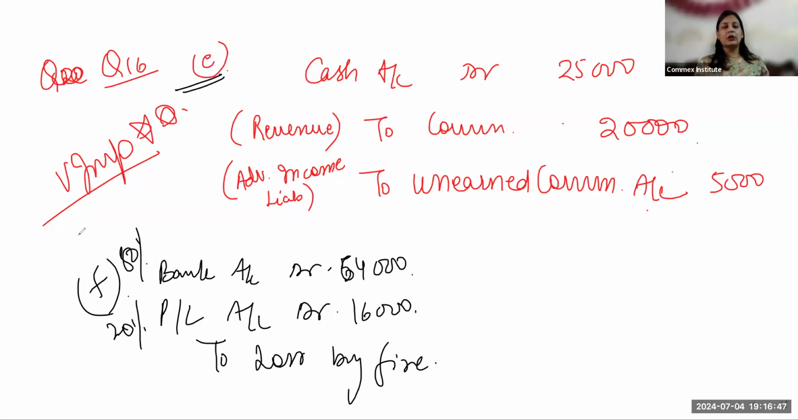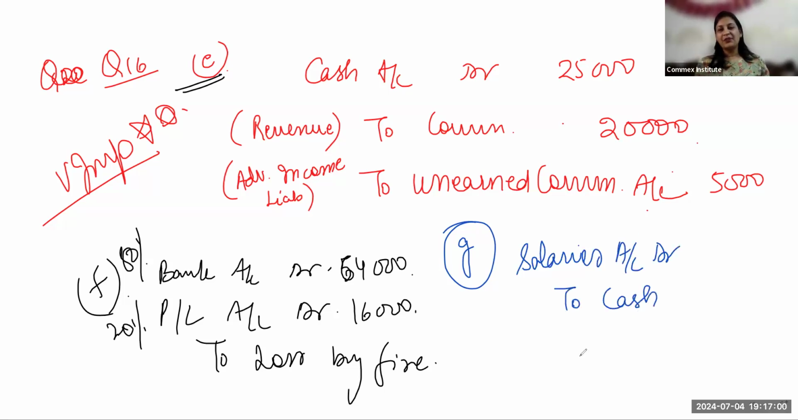G1 is again very important. Salaries paid and due. So it'll be salaries account debit to cash, to outstanding salaries. So the due figure will go here. The paid figure will go here. Sorry, the paid figure is how much? Yeah, 48,000. And the total salaries figure will be 70,000.